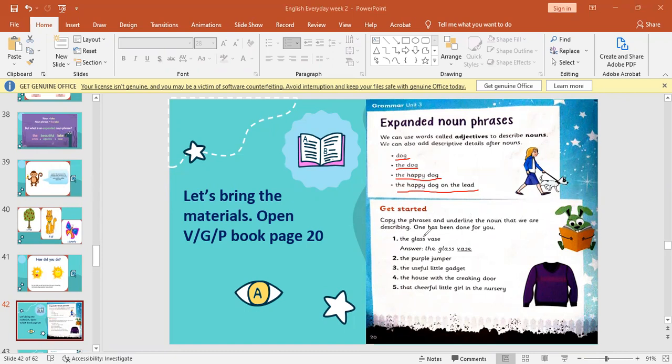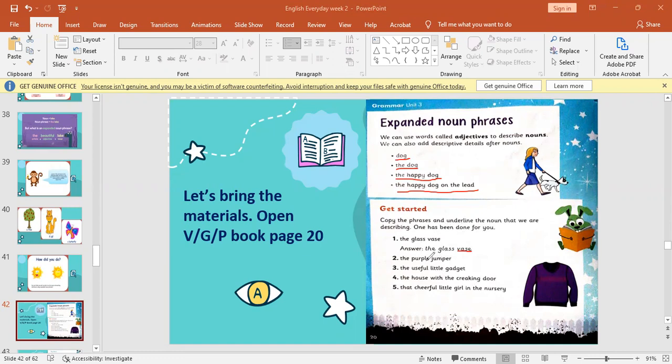Okay, so here we are expected to copy the phrases and underline the noun that we are describing. So we are going to underline only the noun that is being described by an adjective. Okay, so we are not going to underline all the nouns. We're only going to underline the noun that is being described. So for example, number one, the glass vase. The glass vase is the noun there because we have glass describing this vase. Okay, we can have a wooden vase, but to describe it, we say the glass vase.